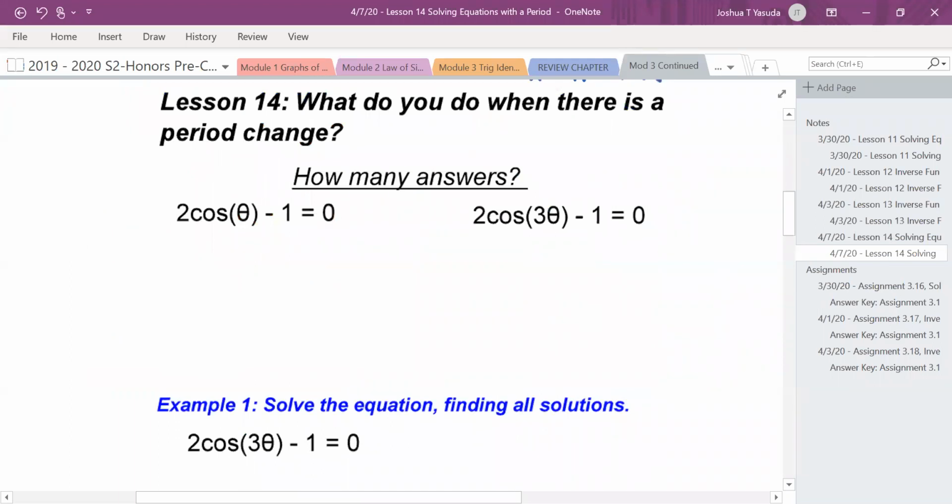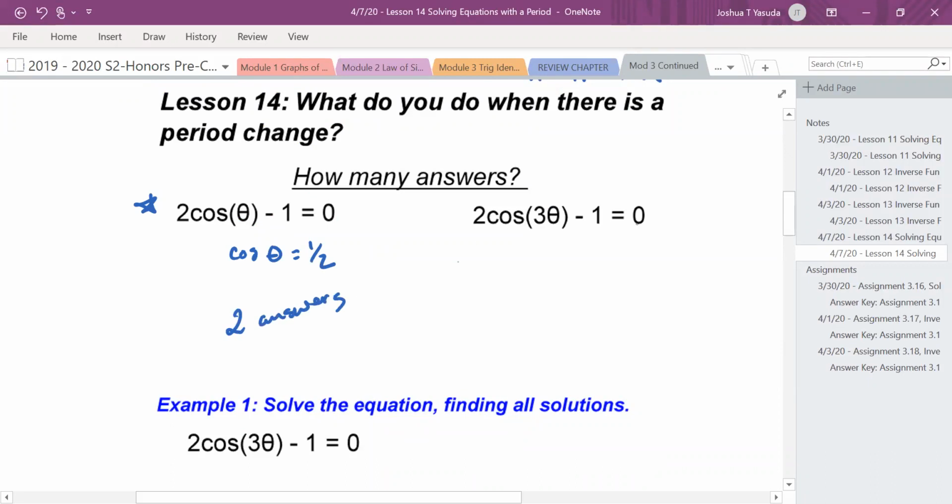Okay. So talk to me. Everybody should know how to solve this one, right? 2 cosine of theta minus 1, right? We would get cosine of theta equals 1/2. And how many answers would you get from cosine of theta equaling 1/2? How many answers? 2. We would get 2 answers.